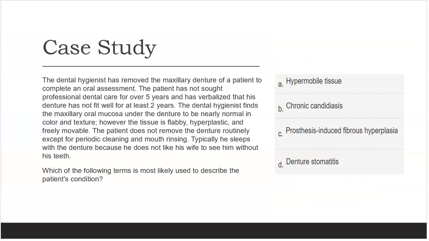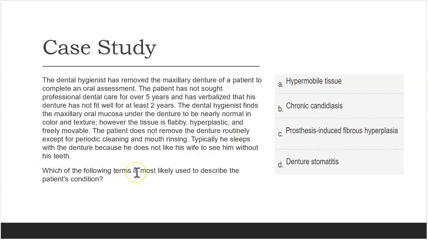So let's look at some case studies. The dental hygienist has removed the maxillary denture of a patient to complete an oral assessment. The patient has not sought professional dental care for over 5 years and has verbalized that his denture has not fit well for at least 2 years. The dental hygienist finds the maxillary oral mucosa under the denture to be nearly normal in color and texture. However, the tissue is flabby, hyperplastic, and freely movable. The patient does not remove the denture routinely except for periodic cleaning and mouth rinsing. Typically, he sleeps with the denture because he does not like his wife to see him without his teeth.